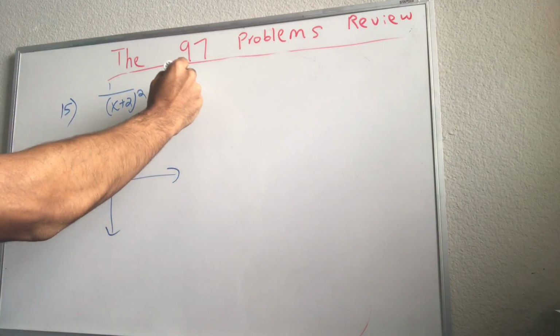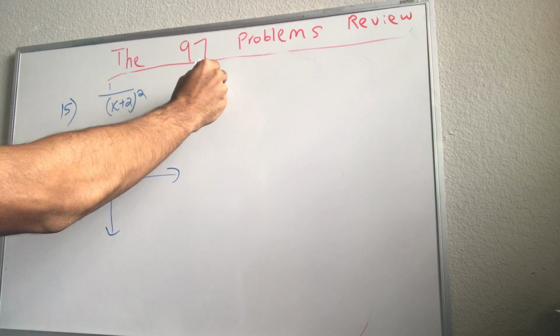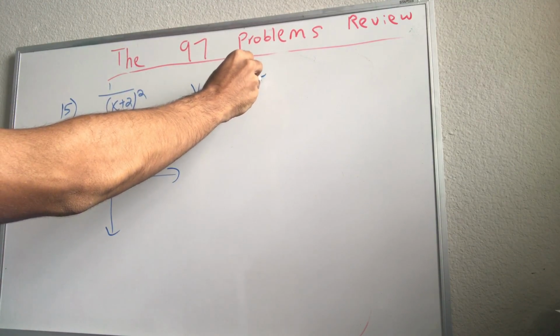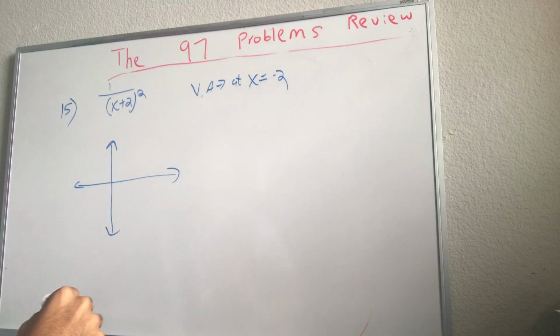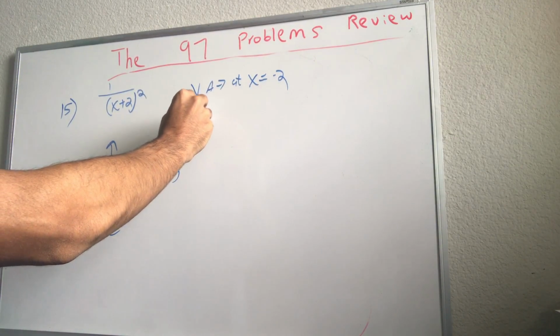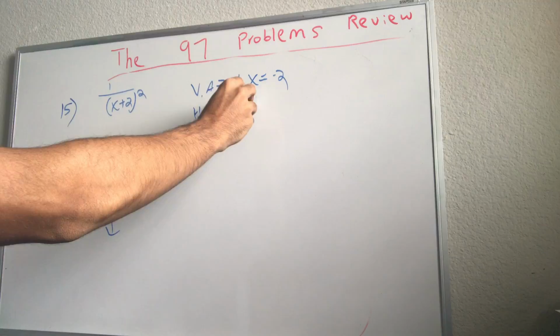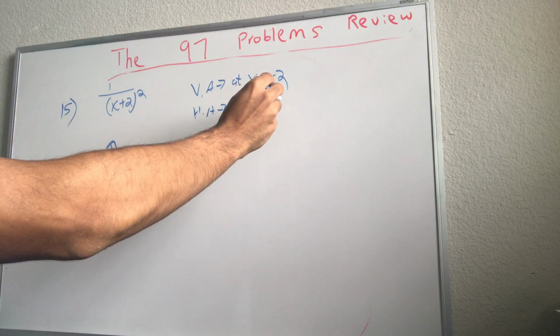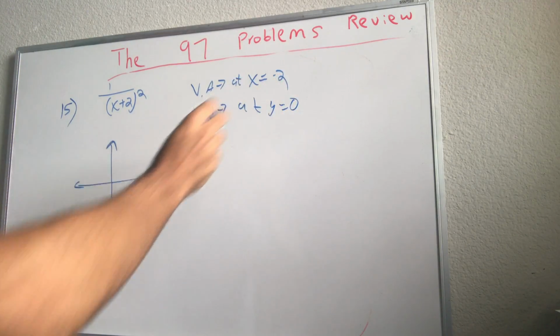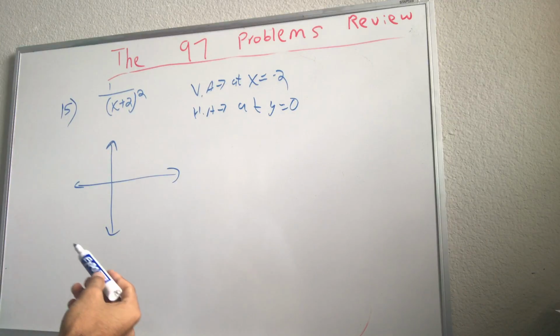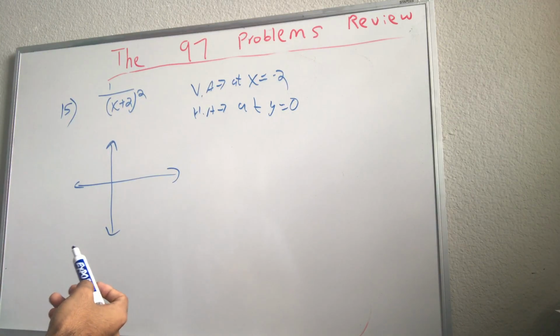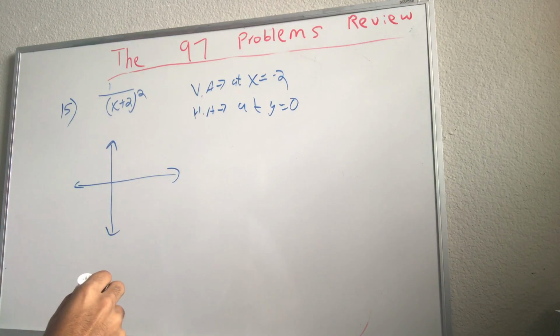So now we know that the vertical asymptote here is at x is equal to negative 2. Right, the denominator value is undefined at this point. Our horizontal asymptote is at y is equal to 0, again for the same reason as the previous problem, that the degree in the numerator is less than the degree in the denominator. So those are our vertical and our horizontal asymptotes.